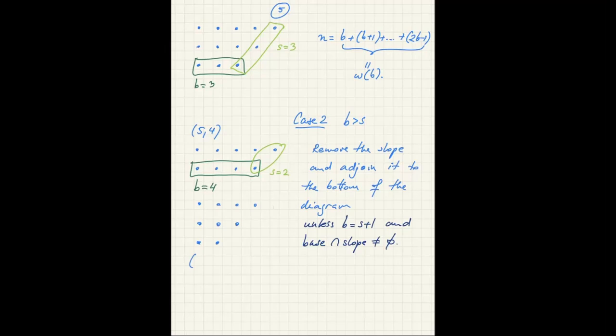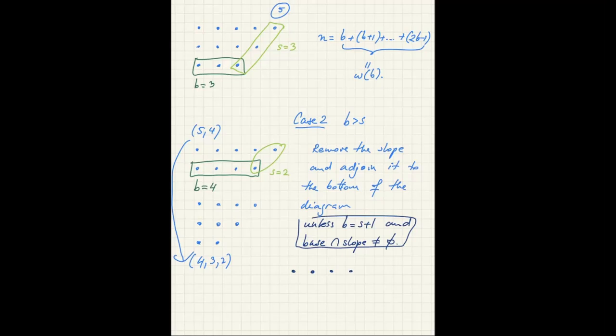This diagram is 4, 3, 2, and you see again, the number of terms in the partition changes parity, and actually all the terms are distinct. Now, what's the situation with this exceptional case when b is s plus 1 and the base and slope differ by 1? It's quite similar in some sense to the previous case.